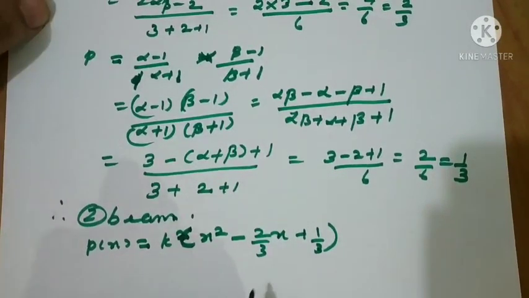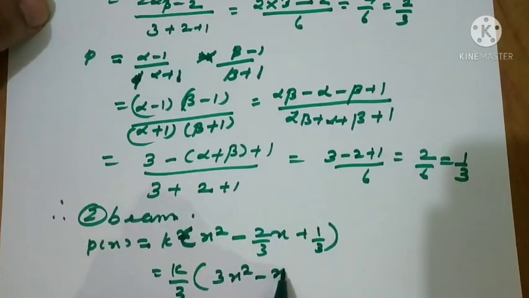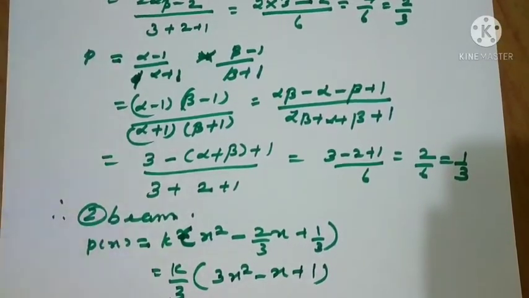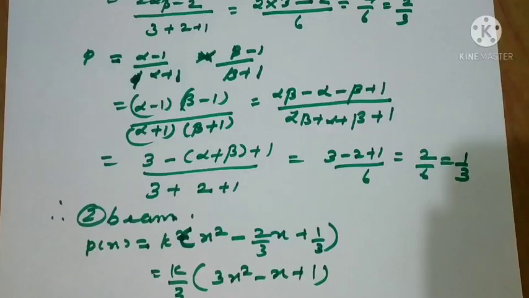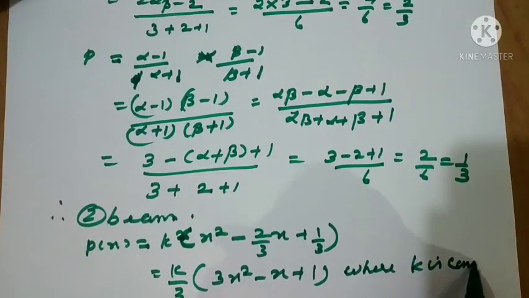Now what is the next step? We should take out a 3 first. So k by 3 into 3x square minus 2x plus 1. So according to the question we have calculated the new polynomial. Now, when we are writing the new polynomial, we should take the common factor, and everything is written similar to our last type of sum, where k is a constant to be written.